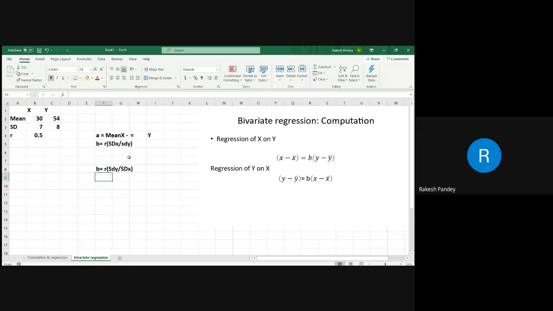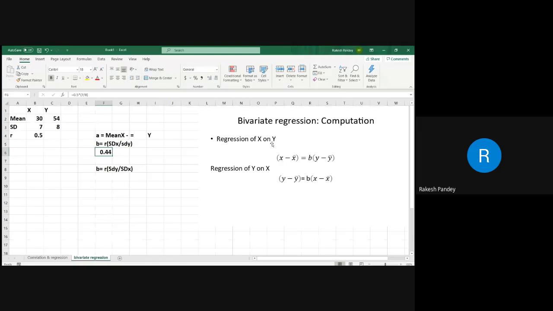So in this situation, you can calculate: r is 0.5, so b is equal to 0.5 into SD x is 7 divided by 8, bracket closed. I have missed some formula. So it is 0.44. Similarly, this is the b when you are computing regression of x on y.